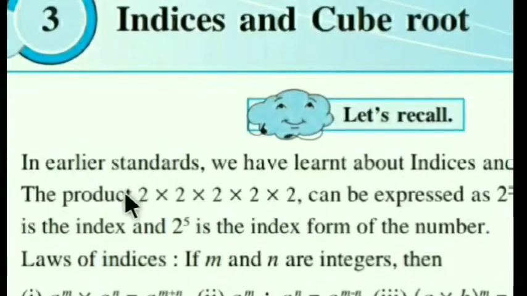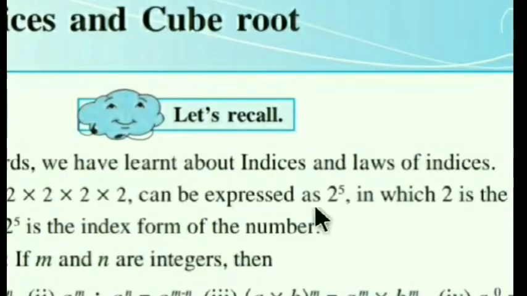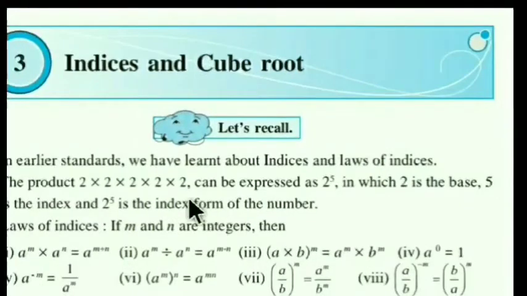See here the example: 2 into 2 into 2 into 2 into 2. This we can express in the form of 2 raised to 5. This is the product form. We can see the multiplication of 2 five times, and we can express this in the index form, that is 2 raised to 5. Here 2 is the base and 5 is the index.